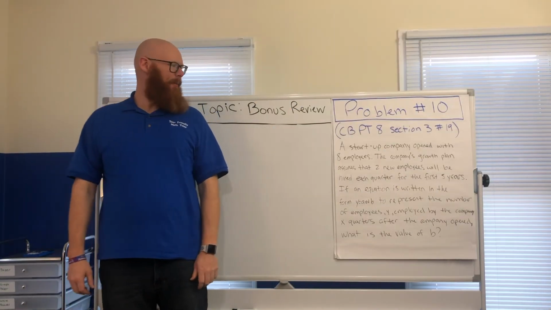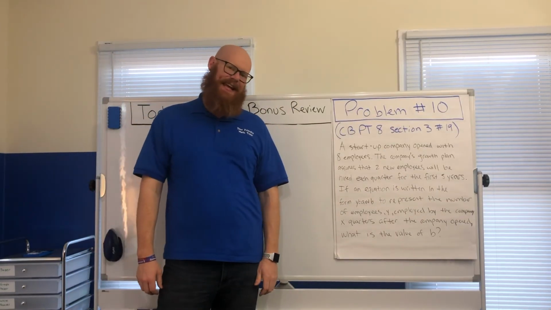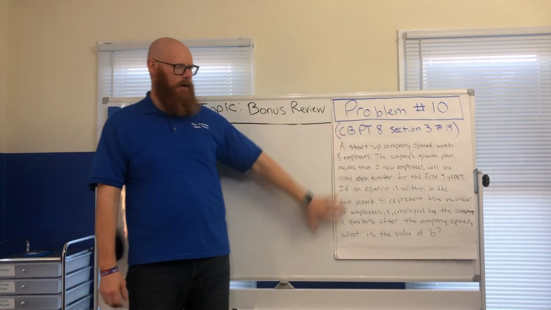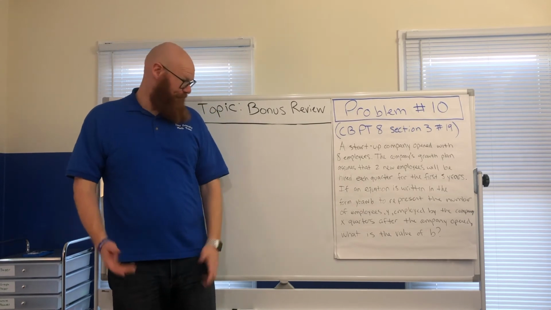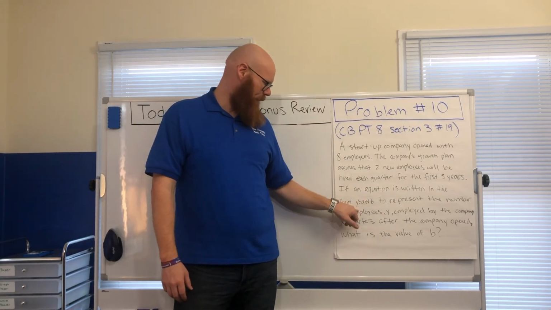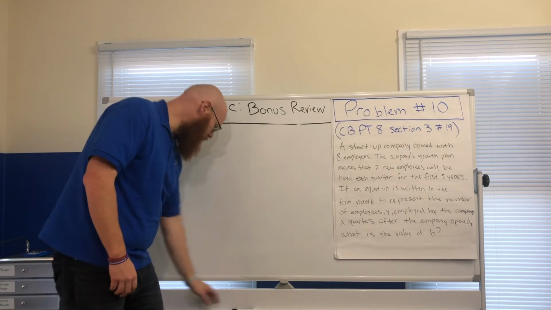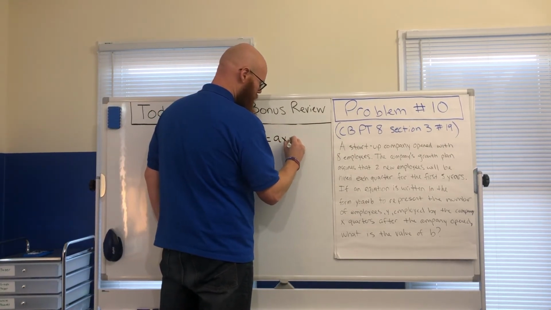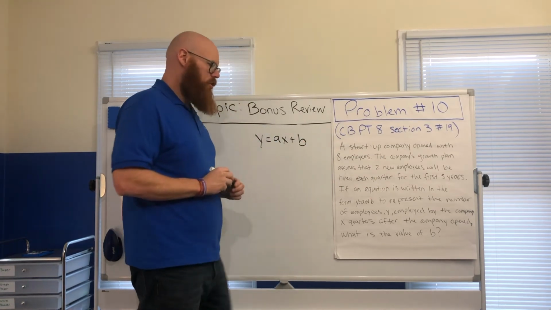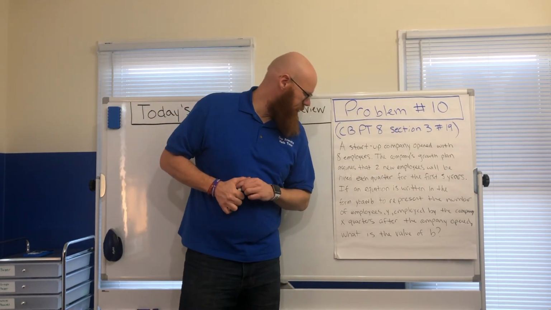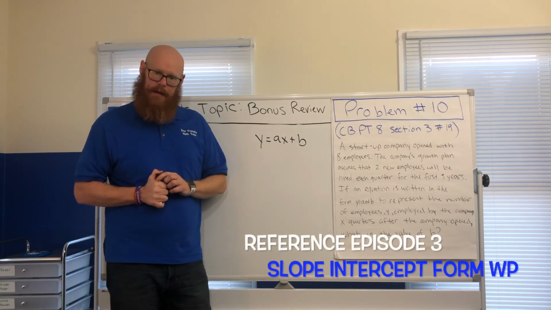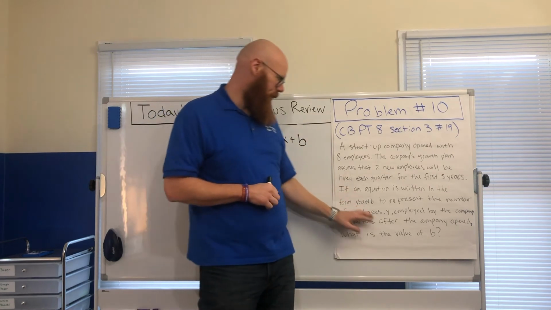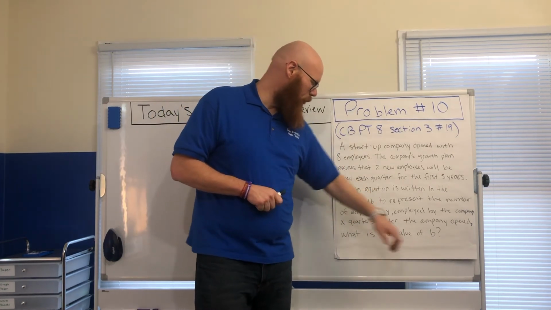All right, now on to problem number 10, College Board Practice Test 8, Section 3, number 19. All right, well, I see a paragraph. Do I have to read it? Well, I skim it real quick and I see an equation, y equals ax plus b. So I am not going to read the whole thing. So this one is from episode 3. This is a slope-intercept form equation. So let's just go to the end, and it says, what is the value of b?